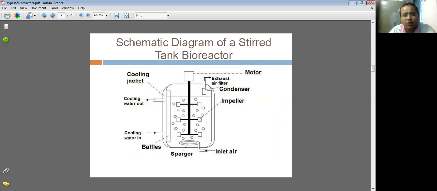Here it is showing the cooling jackets. This is cooling water out. Here is the exhaust air outlet. There is the motor, and this is the condenser. This is the impeller, this is the sparger, and these are the baffles on both sides. And this is the inlet air, and this is cooling water in, and here is the cooling water out. This is our stirred tank bioreactor.